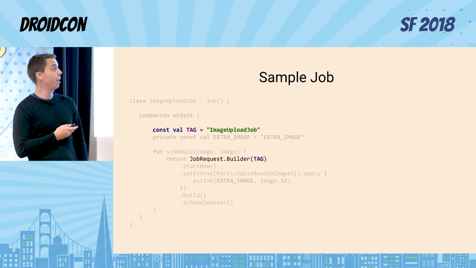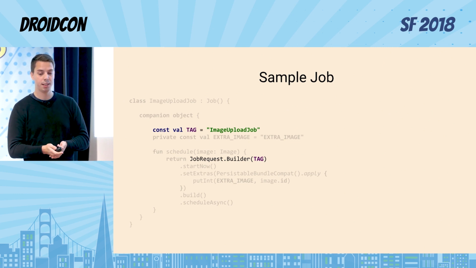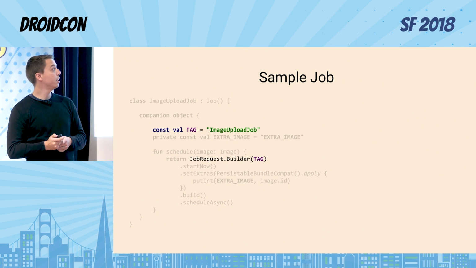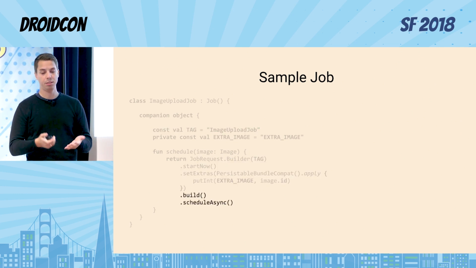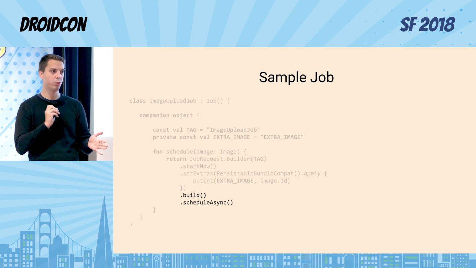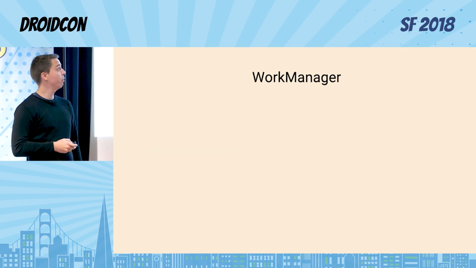First things first, you need to have a tag. That's what we've seen before in the job creator interface. Then you create a builder object. You specify your constraints and give it some input data, and then you just build it and call schedule, and then you're done, and it's working. So you don't have to deal with job scheduler anymore. You don't have to register any broadcast receivers or services in your manifest. That's enough. Let's compare this with WorkManager.